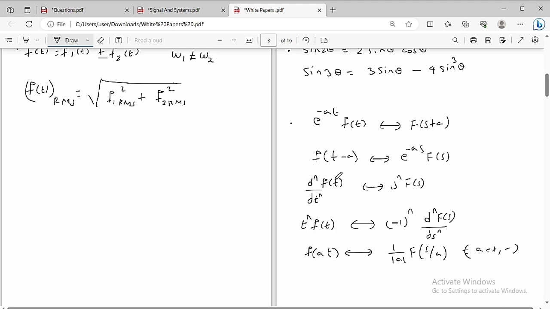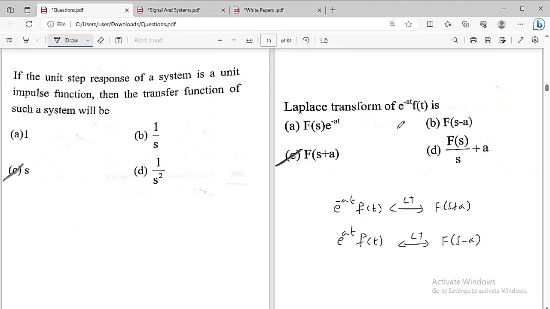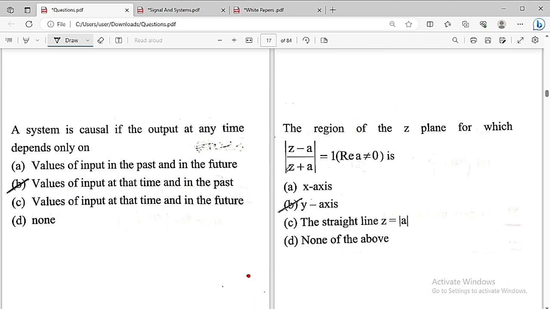So this one has already been told to you with many terms. Finally I can say for e^(-at) f(t), the Laplace transform is F(s+a). So this is the first solution of this question.